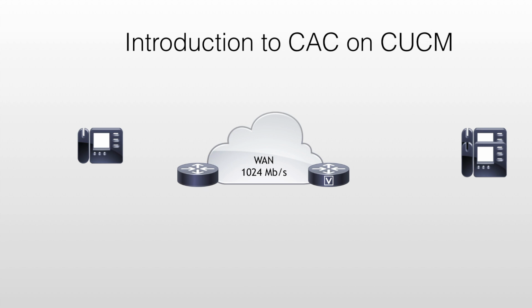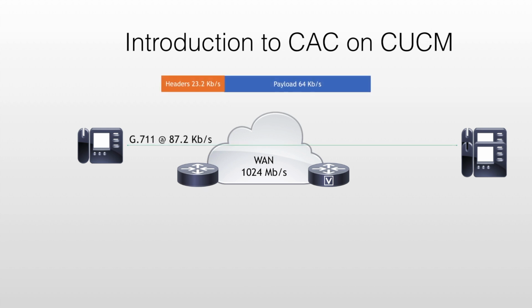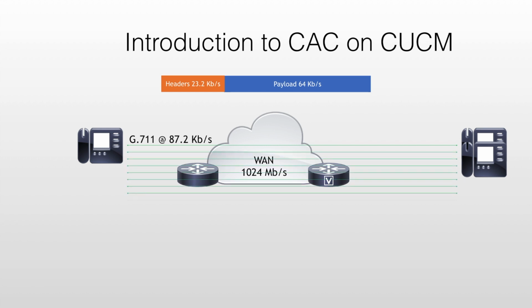Assume in this scenario that the WAN can handle up to 1 megabyte of bandwidth total. Obviously a WAN link can have a lot more than that, but 1 megabyte is easy for me to do the math on. If the two endpoints shown in this slide place a call using the G.711 codec for audio, then they'll actually consume 87.2 kilobits per second for that call, because 64 kilobits is the payload, but you have to calculate an extra 23.2 kilobits for the headers. That means this WAN link can support roughly up to 11 calls, assuming that there's no other network traffic consuming bandwidth at the time that these calls are placed.